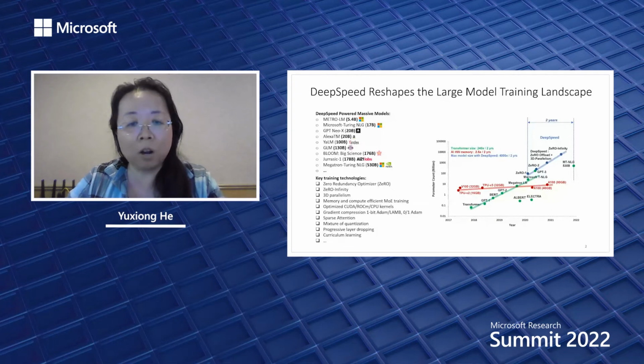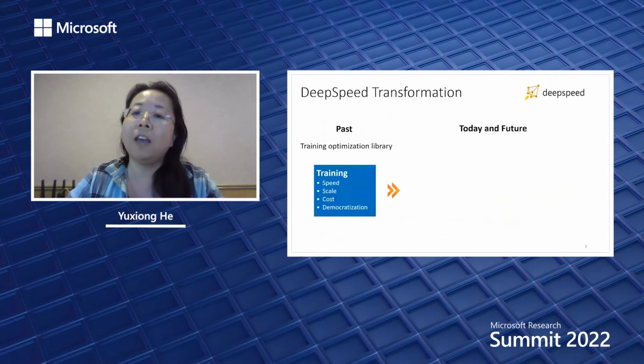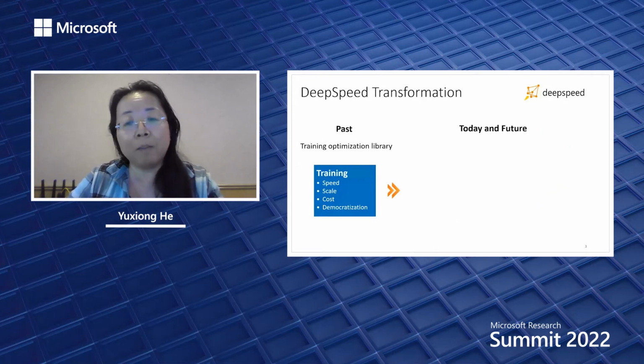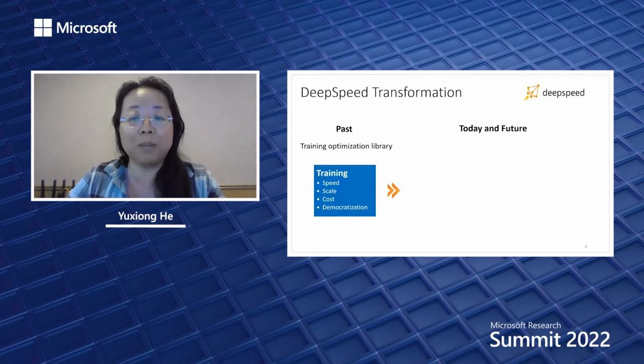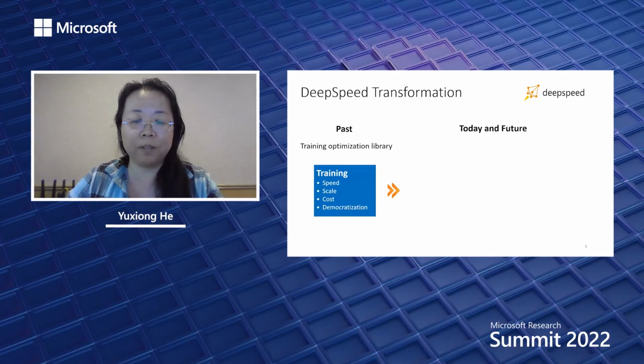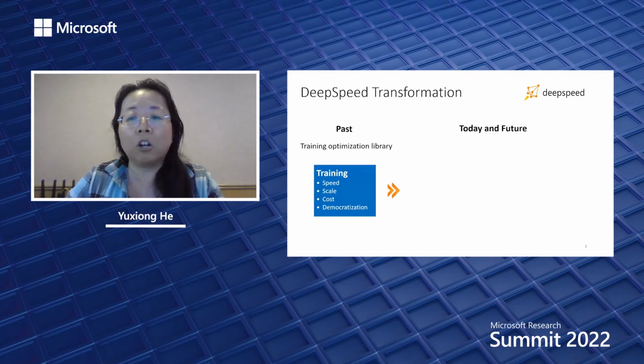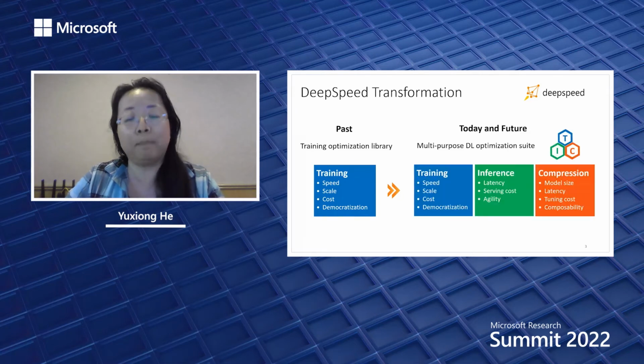But what's more? It's time to embrace new challenges, bigger scope, and broader impact. We are working on an important transformation to bring DeepSpeed to the next stage. Specifically, we are growing DeepSpeed from a DL training optimization library into a multi-purpose deep learning optimization suite.